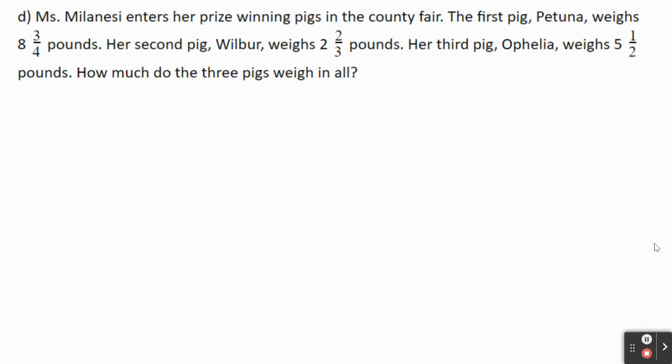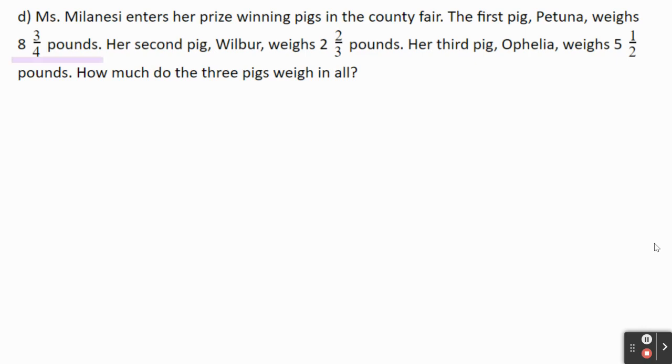Let's try one more. Miss Milanese enters her prize-winning pigs in the county fair. The first pig, Petunia, weighs 8 3/4 pounds. Her second pig, Wilbur, weighs 2 2/3 pounds. Her third pig, Ophelia, weighs 5 1/2 pounds. How much do the 3 pigs weigh in all?